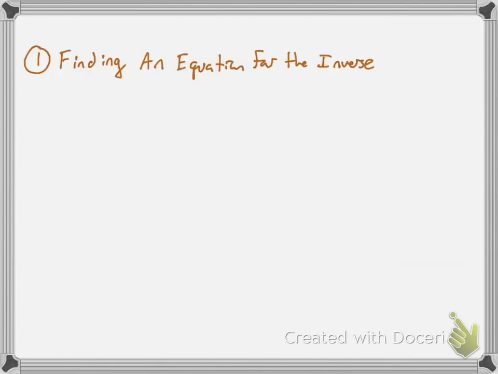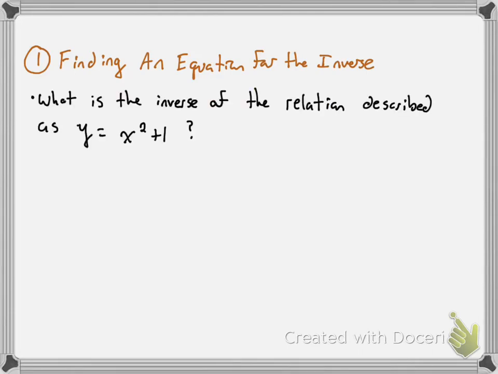So let's look at how we could find an inverse equation. Let's say we have the equation y equals x squared plus 1, and we want to find the inverse of the relation described by it. So all that I'm going to do here, when I'm trying to find an inverse, is take the x and y coordinates and switch them. So now my new equation looks like this.